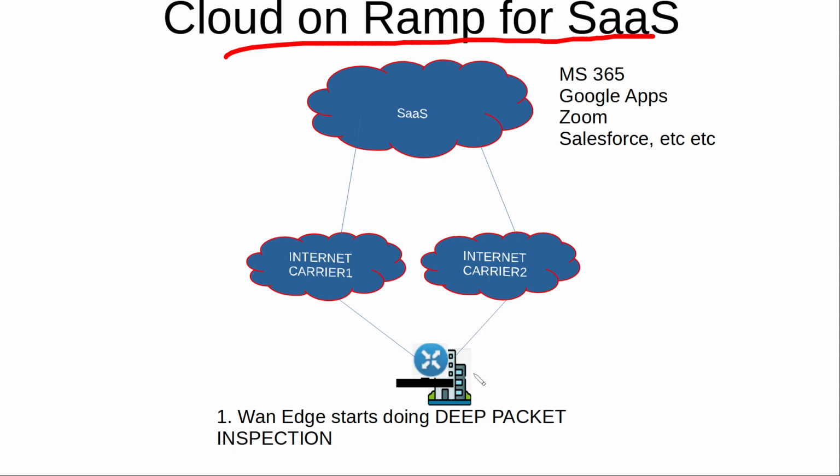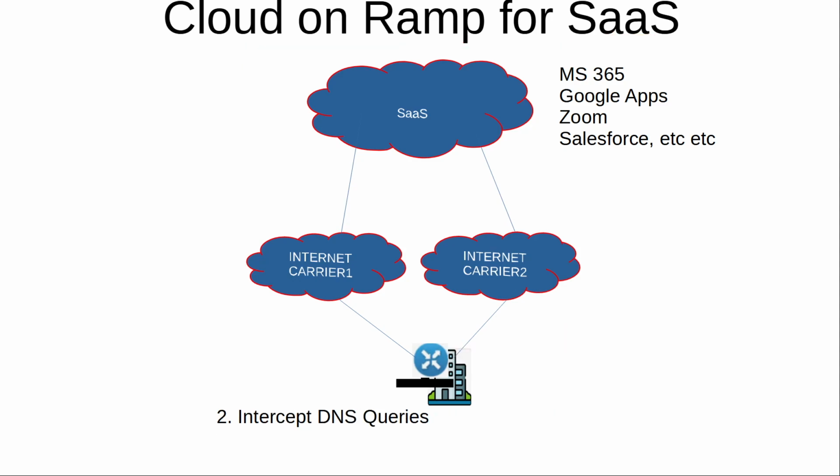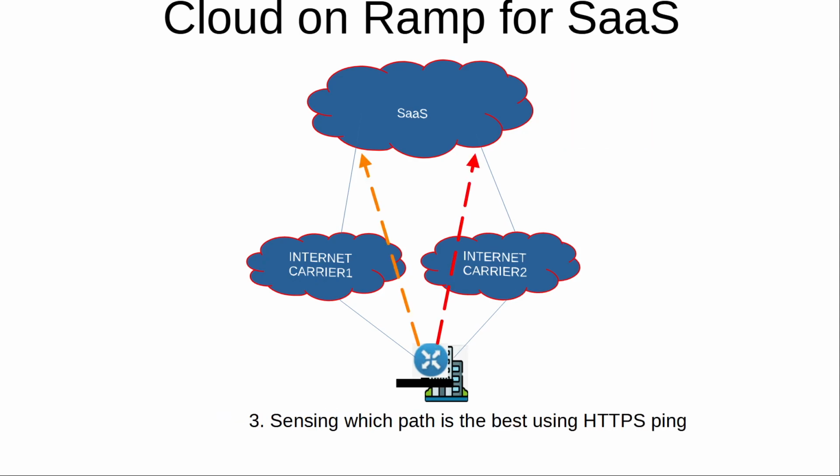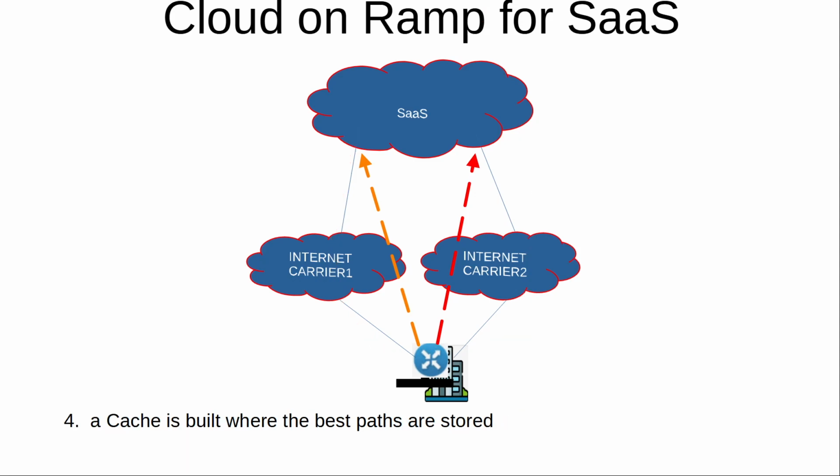that will first enable deep packet inspection here at your 1H device. So when this device, the 1H, is performing deep packet inspection, it will be able to intercept DNS queries coming from the end users. So it will notice when these end users are trying to access a SaaS application, then it will sense the paths that are available using HTTPS pings in order to locate the best paths. It will store these best paths in a cache, an application cache.